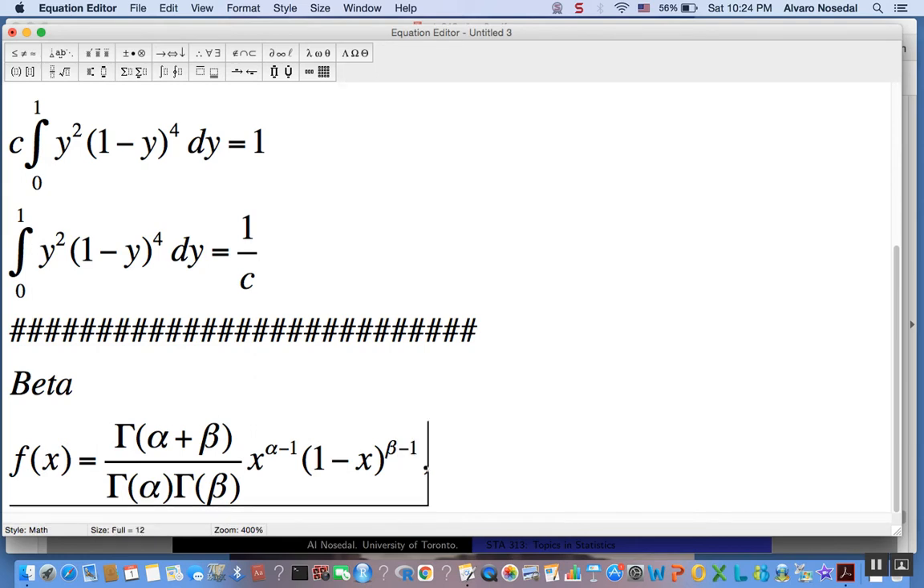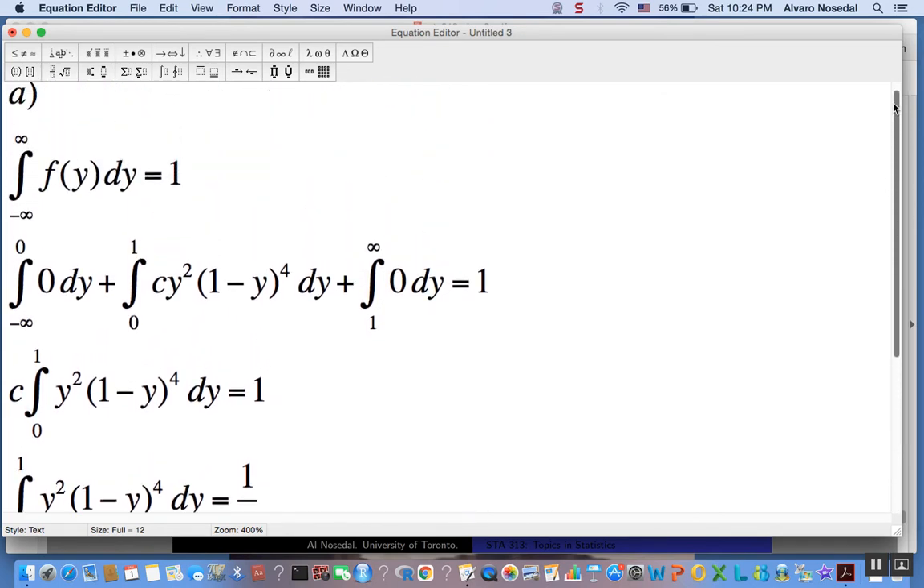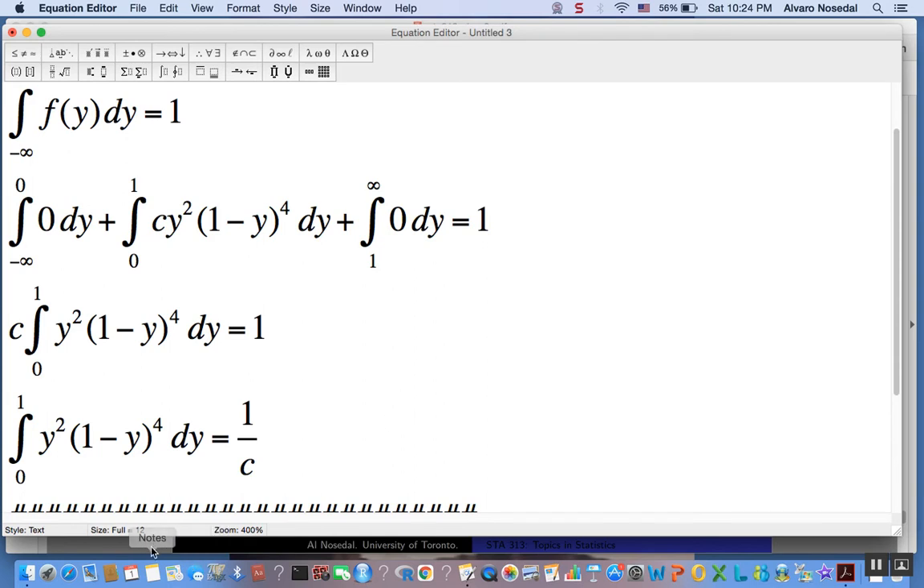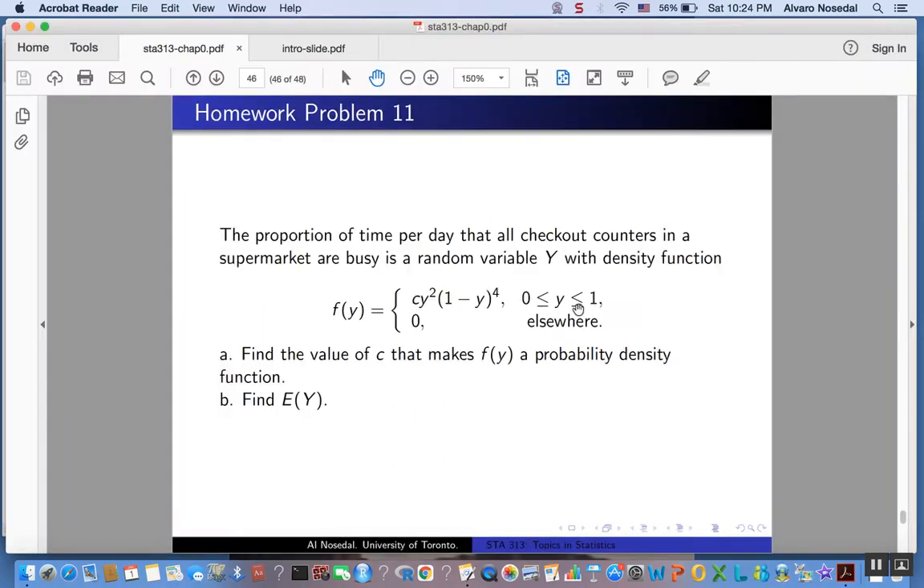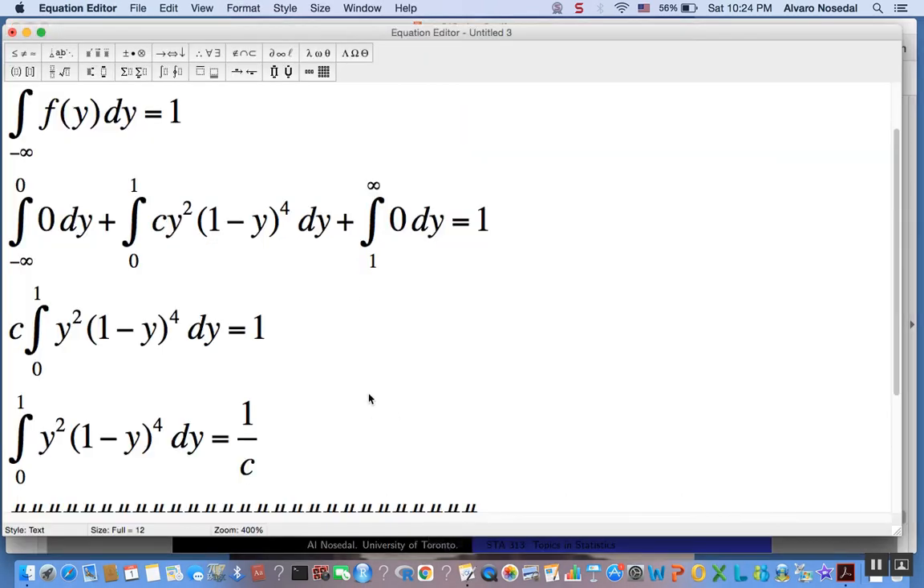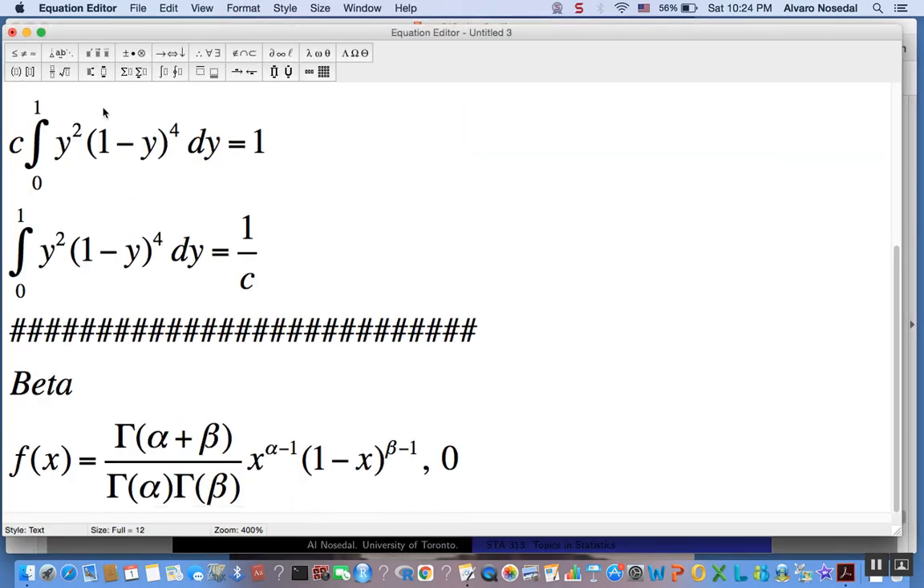And the support, the region where the PDF is non-zero, is the interval 0, 1. It could be a closed interval or an open interval. In this case, we know that a point or 2 points won't make a difference, so let's include them, right? So greater or equal to 0, less than or equal to 1.